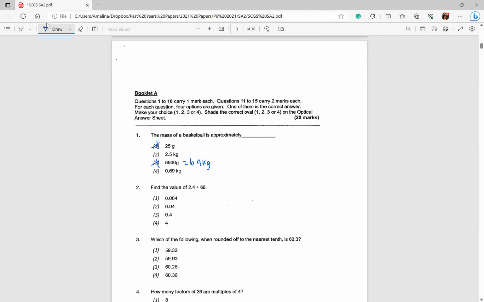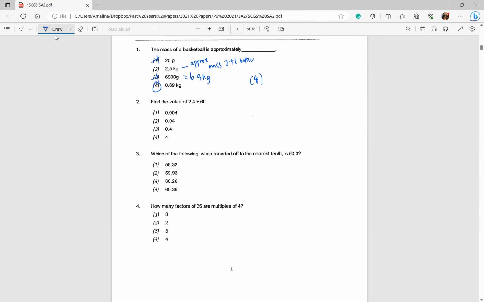Between these two options, the 2.5 kg makes more sense? 2.5 kg is approximately the mass of a 2.5 liter water bottle. So this is too heavy to be the mass of a basketball, which means the answer will be option number 4, 0.69 kg.